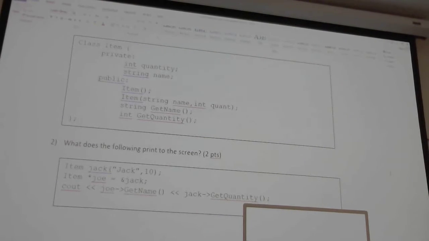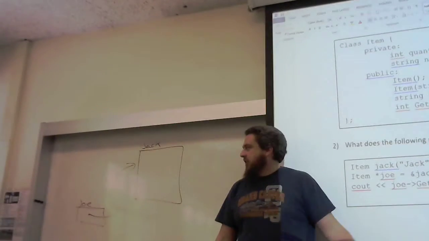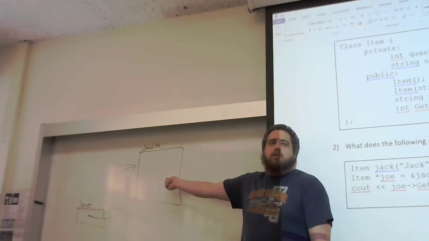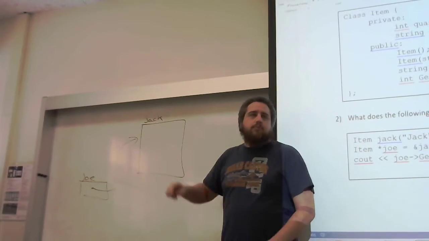That's unfortunate. So we have an item. We have a big item object. This item object is the Jack, correct? And then we have a Joe. And Joe is not an item. Joe is simply a pointer to an item. And so when we do the ampersand Jack here, the ampersand Jack says give me the address of Jack, which is this big memory location here. Joe is a pointer that points at Jack.